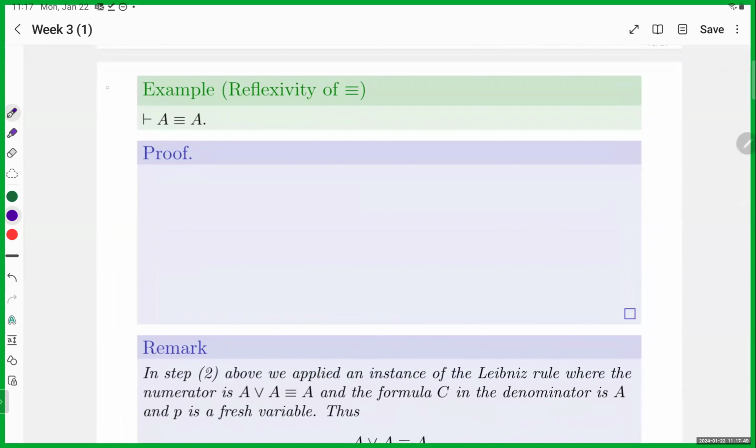theorem. Now this one is an absolute theorem, meaning I'm going to prove it using no hypothesis, with the hypothesis the empty set. So this is saying that A is equivalent to A is an absolute theorem, meaning it can be proved without any hypothesis. So how do I prove this?